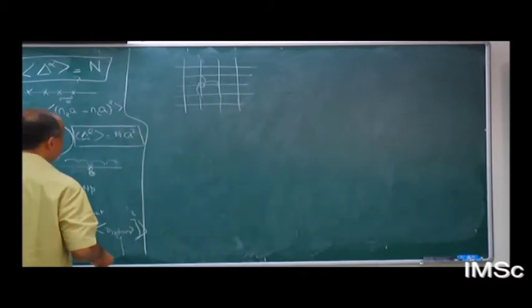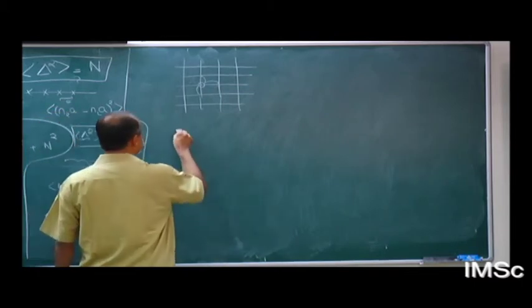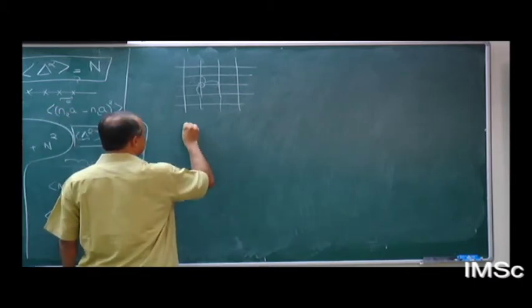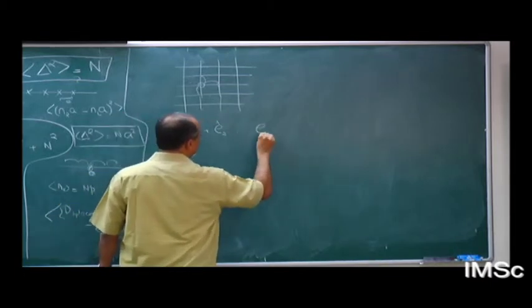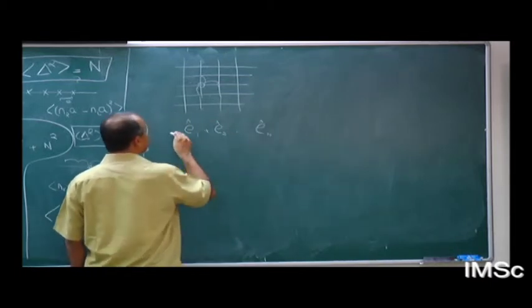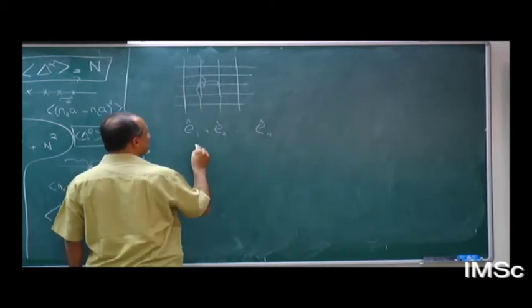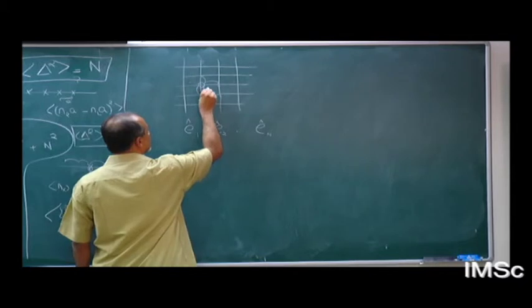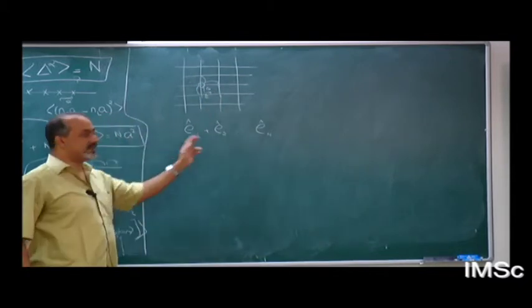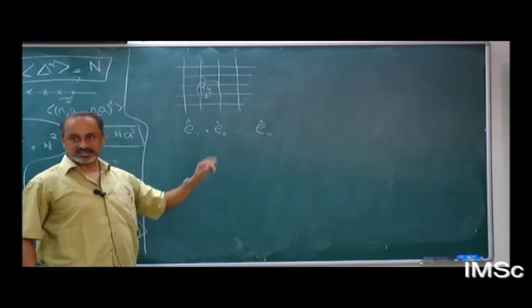So any sequence of steps, let us say the first step is E1, the second step is E2, and then all the way up to En. I'm assuming that each of these, E1, E2, E3, are unit vectors. Suppose this might be E1, this vector might be E2. These are unit vectors along the x and y.